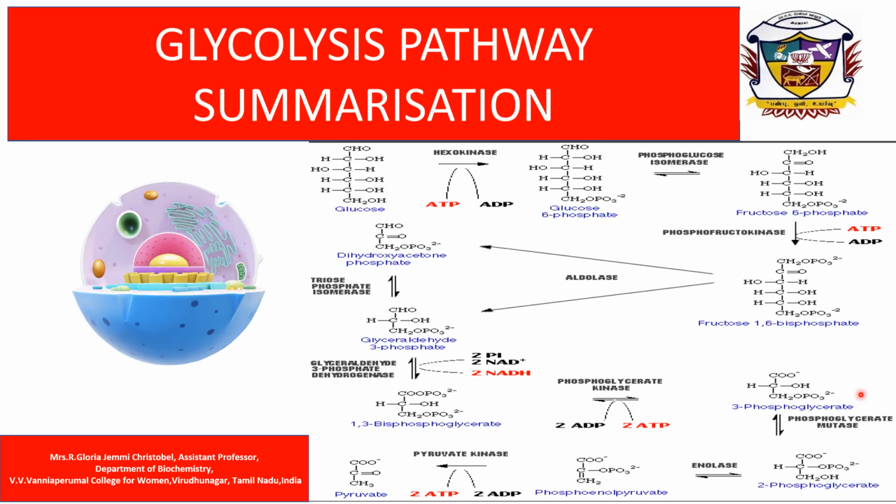So this is the overall glycolysis pathway with the structures. You can see here, during the first 3 steps, ATPs are consumed, and in the last 5 steps, ATPs will be generated.